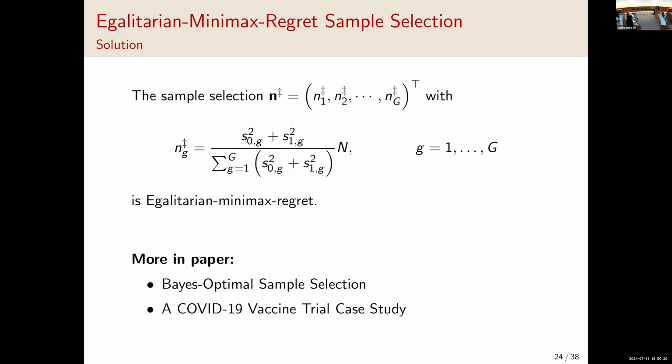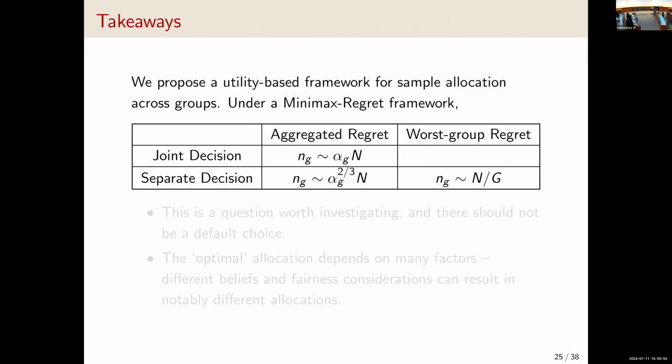In our paper, we also briefly talked about Bayes optimal sample selection, and we have a simulation comparing Bayes optimal sample selections with those Minimax-Regret sample selections. We found that surprisingly, those Minimax-Regret sample selections are not as conservative as one might think they are. They sometimes overlap with the Bayes optimal sample selection, especially in large sample cases when the sample size is chosen by the power analysis. And we also have a case study that replicates the COVID-19 vaccine trial I mentioned here. So I guess that concludes all I want to talk about today.